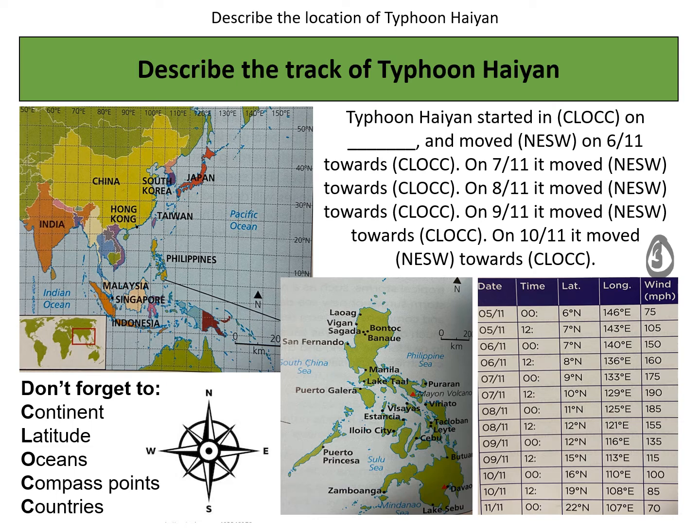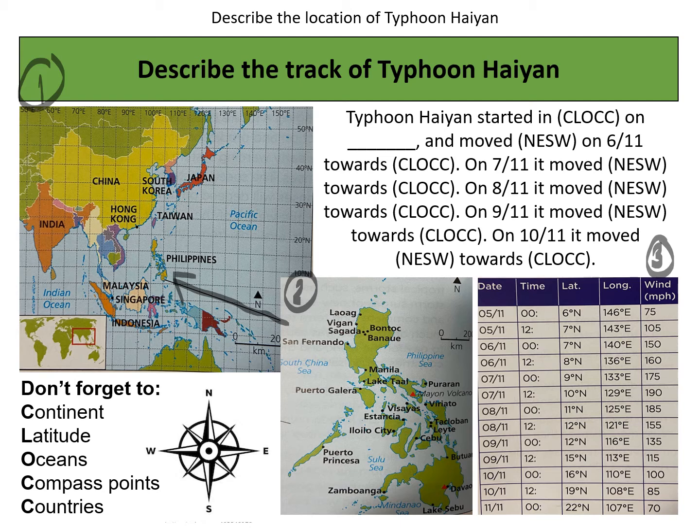Now this arrow here on map 1 is essentially showing us that track that's being described in figure 3. And then this figure here, figure 2, is zooming into the Philippines, so you can see them in a little bit more detail because it's quite small on this one. So I would like you to use all of these figures to describe the track of Typhoon Haiyan.